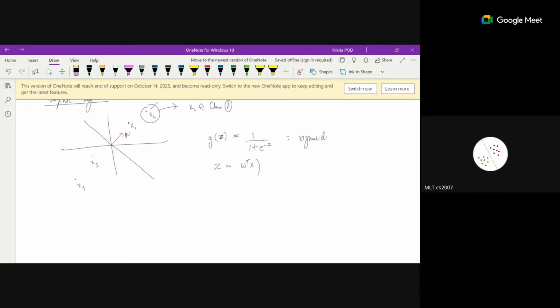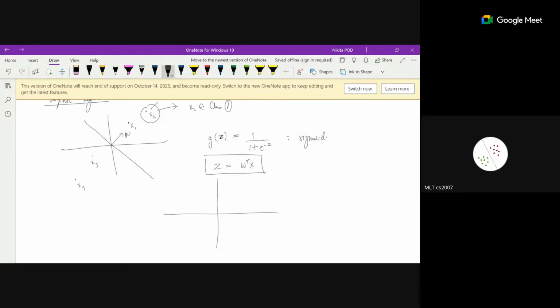Z is W transpose X. No, only W transpose X is used. Why Yi is not there? Z is W transpose X, and the value is g of W transpose X. Yi is not there. So Z you take it to be W transpose X.